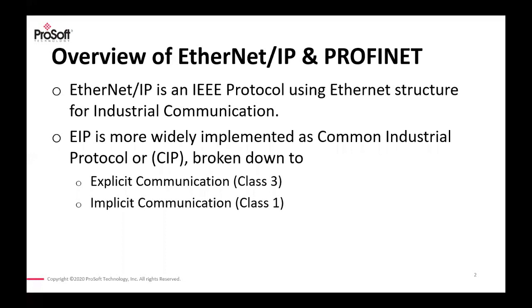And we'll talk about EtherNet IP servers, which is the guy who is going to respond to that initial communication from the client. So your client is going to be your initiator and your server is going to be your responder. EtherNet IP is an IEEE protocol using Ethernet structure for industrial communication. So to shorten it off, we just call it EIP, and EIP is widely implemented as CIP, or Common Industrial Protocol. And the two common types of classes that are used on EtherNet IP are Class 3, or explicit messaging, and Class 1, implicit messaging. Those are the two commonly used types in CIP.